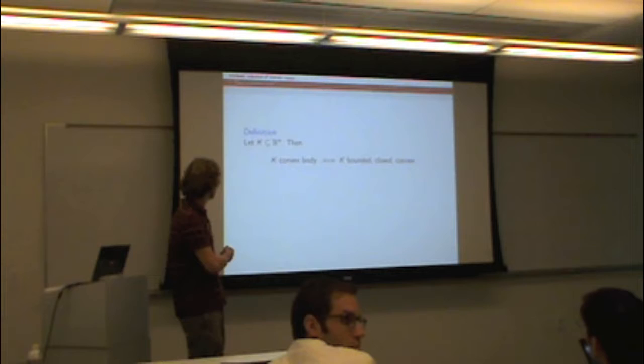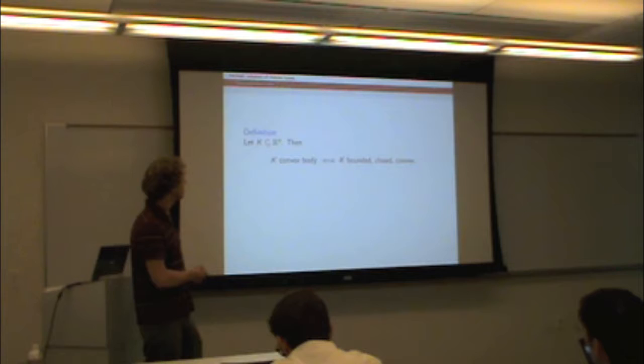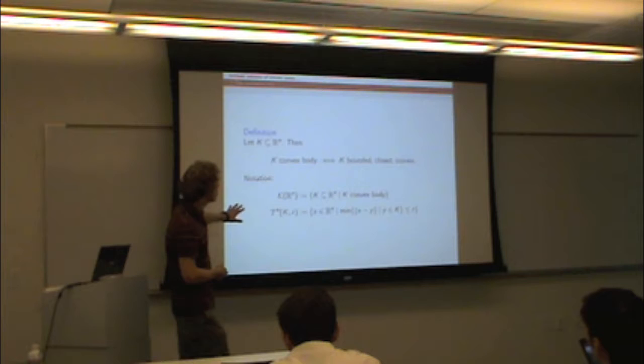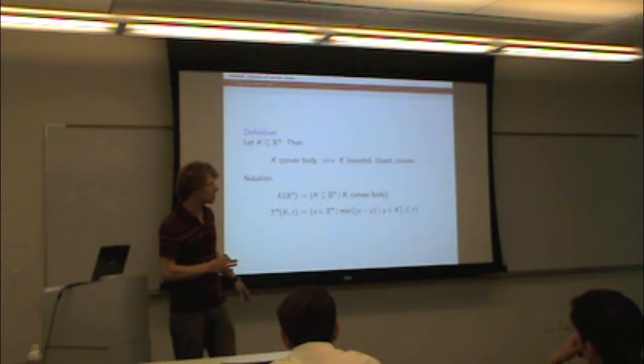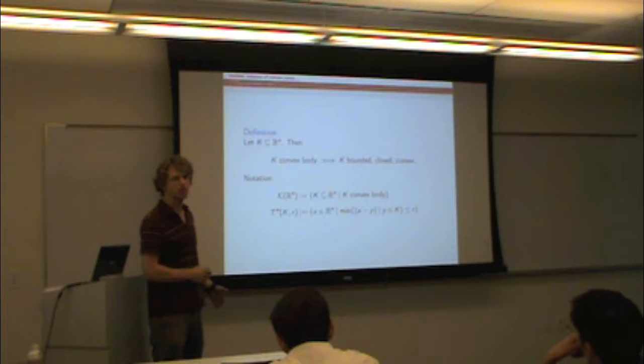First of all, to make sure everyone knows what we're talking about. A convex body is, for me, just a bounded closed convex set. And I also include the empty set. Some prefer to exclude the empty set, or some assume that it has to be full dimensional, but for me it's just a convex set.